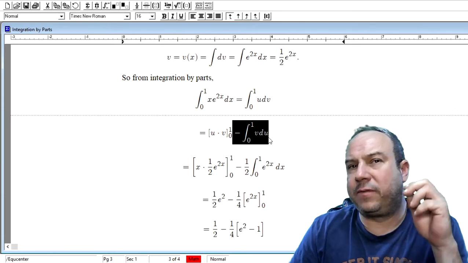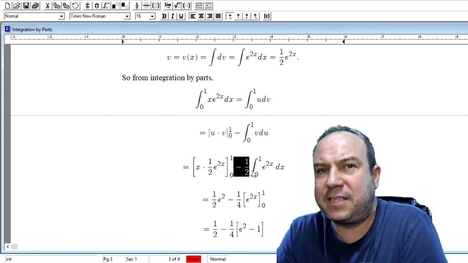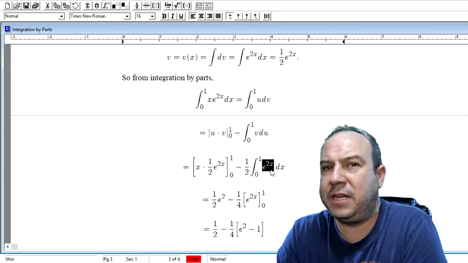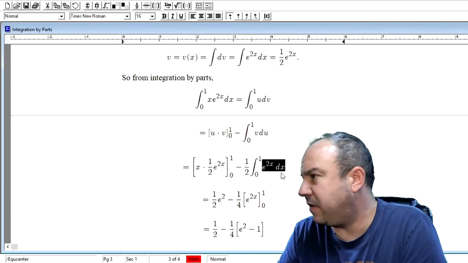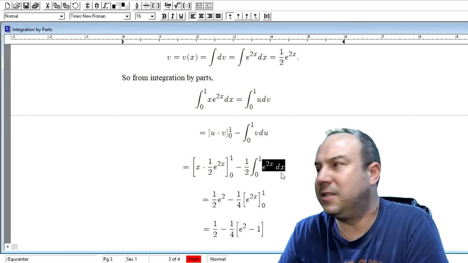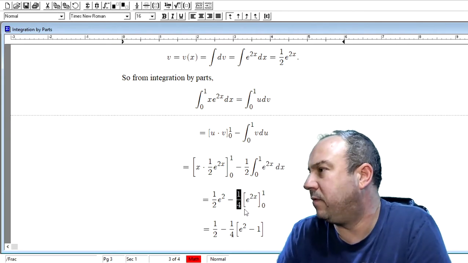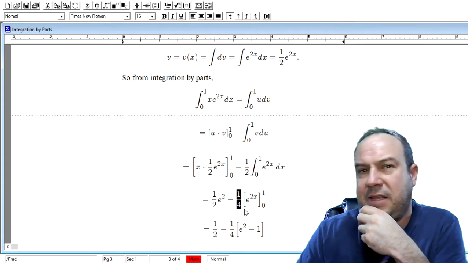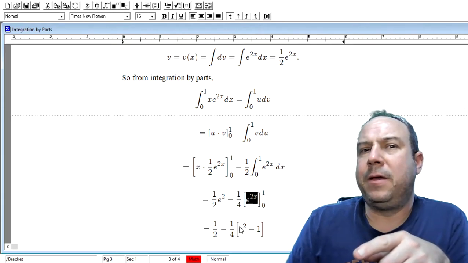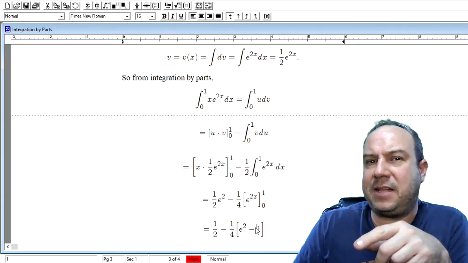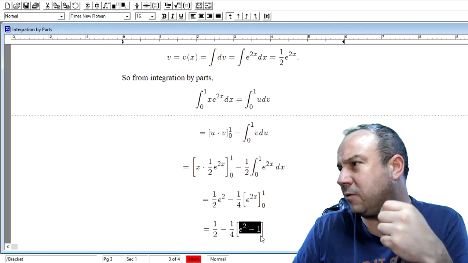Minus the integral from 0 to 1 for v du. Well, v again is 1/2 e to the 2x, so that would be minus 1/2 as a constant multiple out in front, the integral from 0 to 1 for e to the 2x dx. Which we know the antiderivative of e to the 2x is 1/2 e to the 2x. So our constant multiple out in front would become negative 1/4 with the other 1/2, the inclusion of the next 1/2 in the antiderivative, for e to the 2x evaluated from 0 to 1, which at 1 is e squared and at 0 is 1. So it's e squared minus 1 in value for that antiderivative evaluated across those bounds.